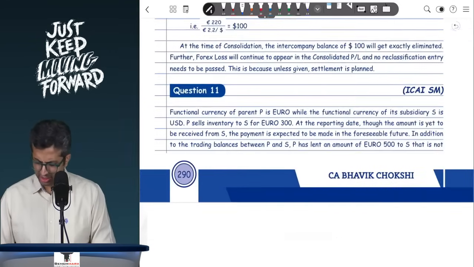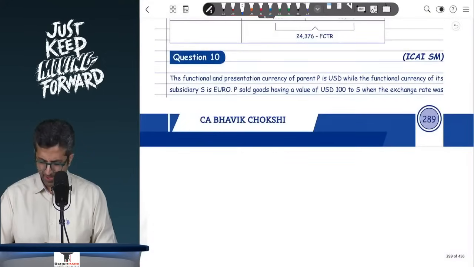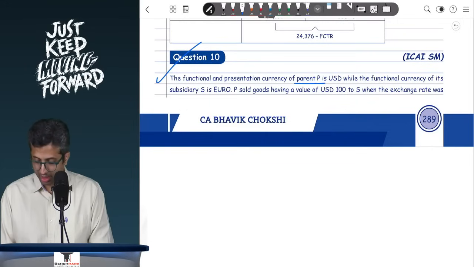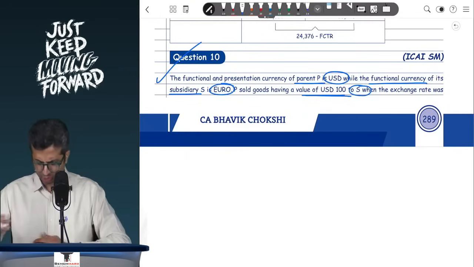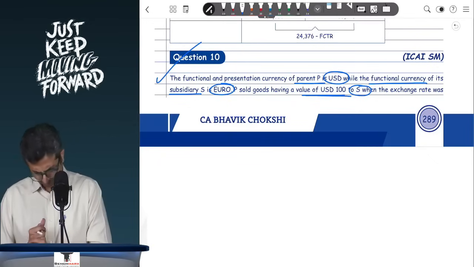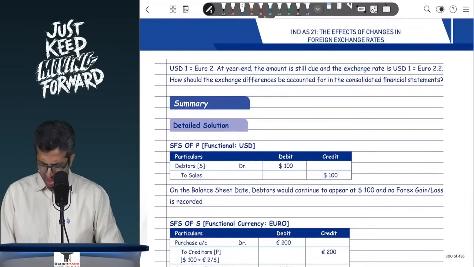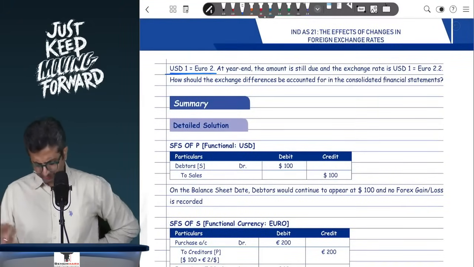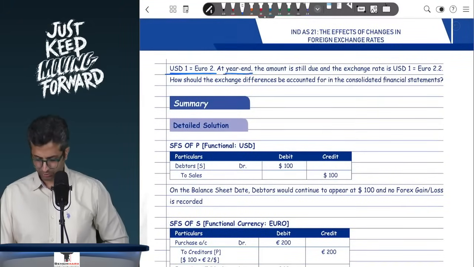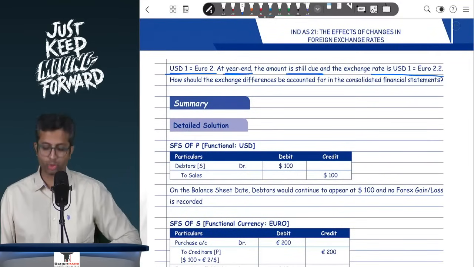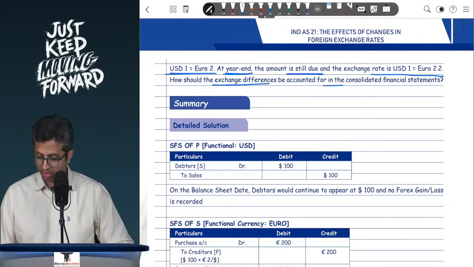Other than that, let us say over here, there is a situation where I was discussing regarding foreign currency gain or loss. Now the functional currency of parent P is USD, while that of the subsidiary is Euro. P sold goods having a value of $100 to S. So that is a sale of P to S in dollars. Now dollars is the parent's currency, and the exchange rate was USD 1 equals 2 euro. At the year end, the amount is still due. So there is a payable and receivable still, and the exchange rate will be 2.2 euros. How should the exchange difference be accounted for in the CFS?